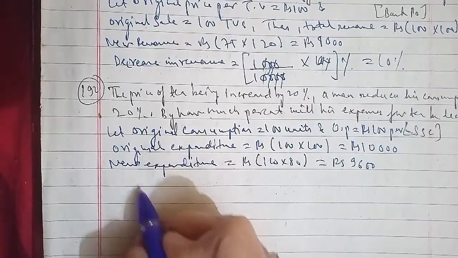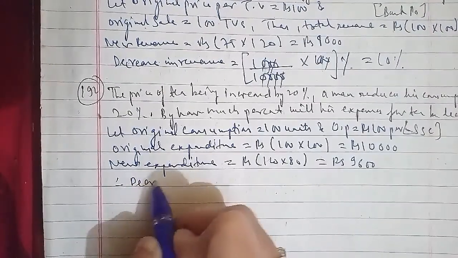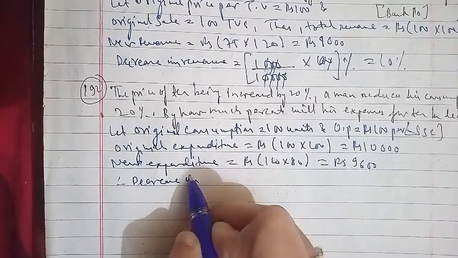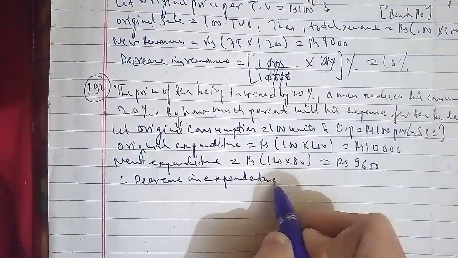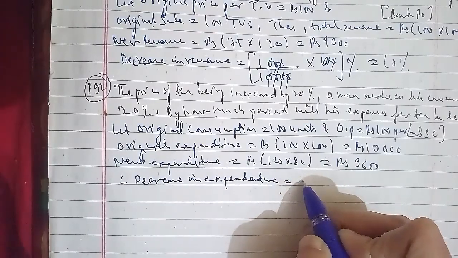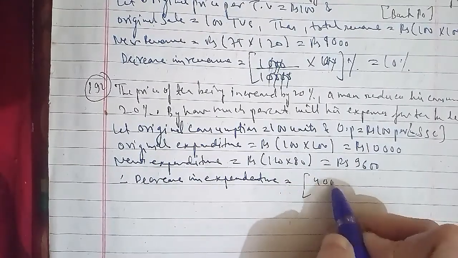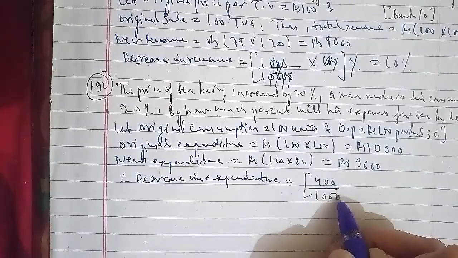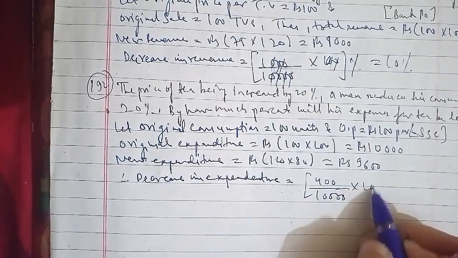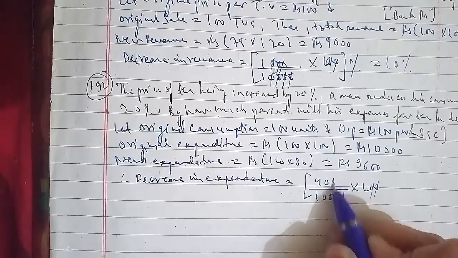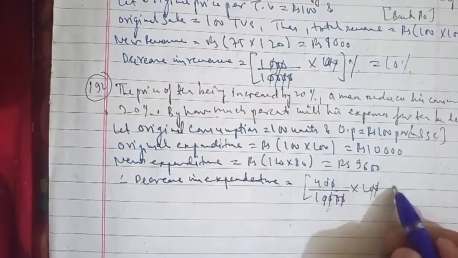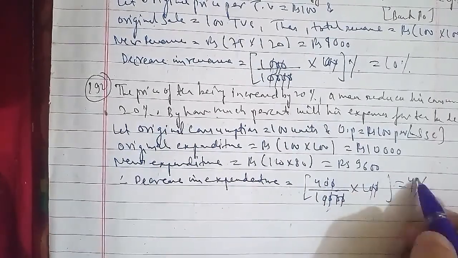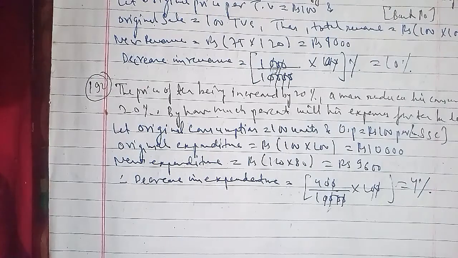Decrease in expenditure equals 400 upon 10,000 into 100. The zeros cancel, so it will be 4%. 4% will be the right answer for this question as well. We'll go ahead for the next question.